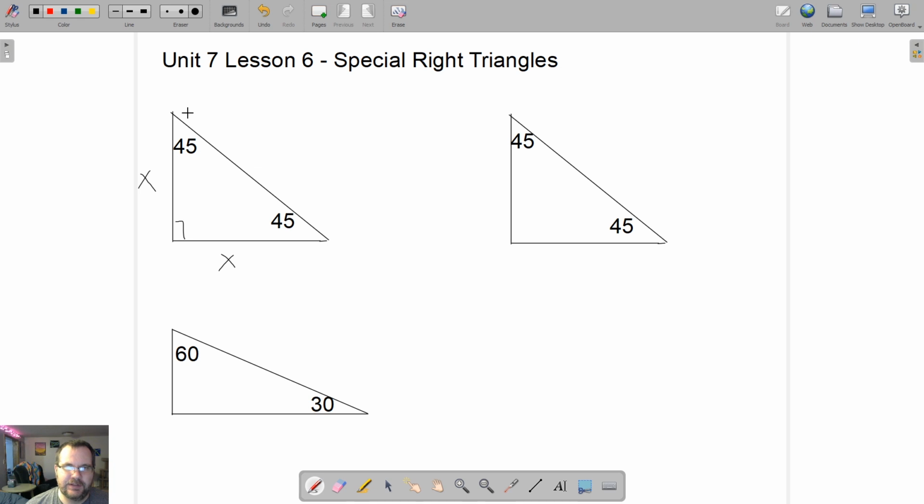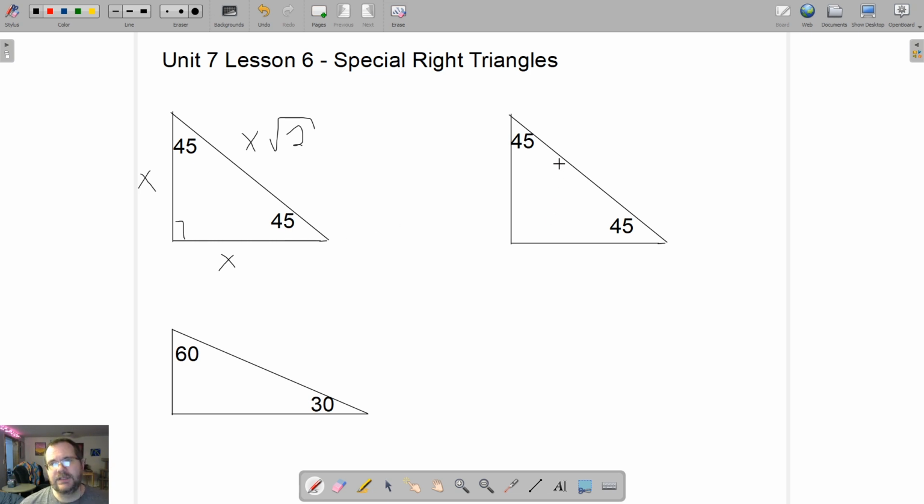Instead, I can just use a formula here. And that formula is that the length of the hypotenuse is going to be x, whatever the length of the leg was, times the square root of 2. So if the leg is 5, the hypotenuse is 5 root 2 in a 45, 45, 90 triangle.